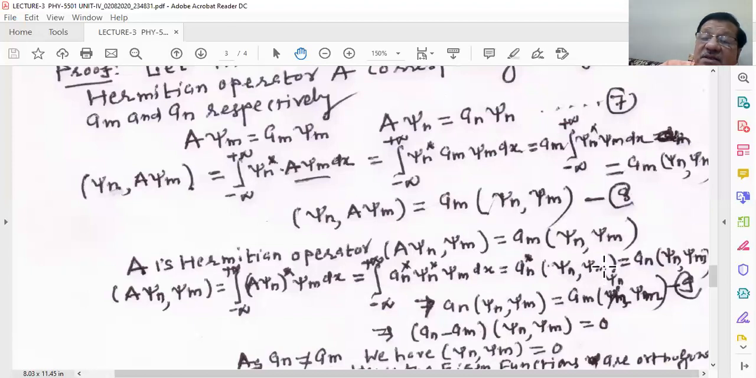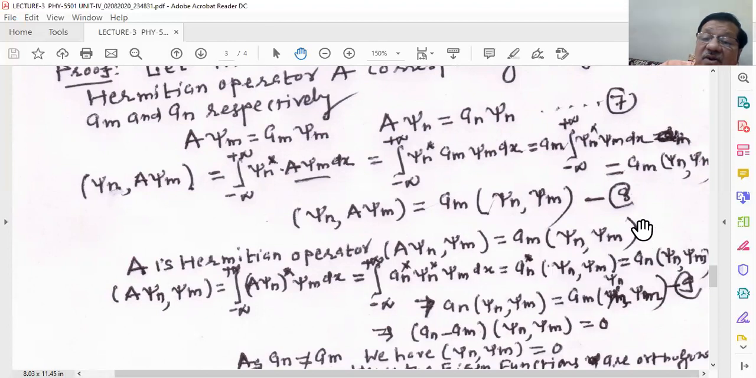And you know that A is the Hermitian operator, and a few minutes ago we studied that the eigenvalues of Hermitian operators are always real. So an* is always an, because we have studied this: eigenvalues are always real. So an* can be written as an. So I write down an, and the scalar product is (ψn, ψm).